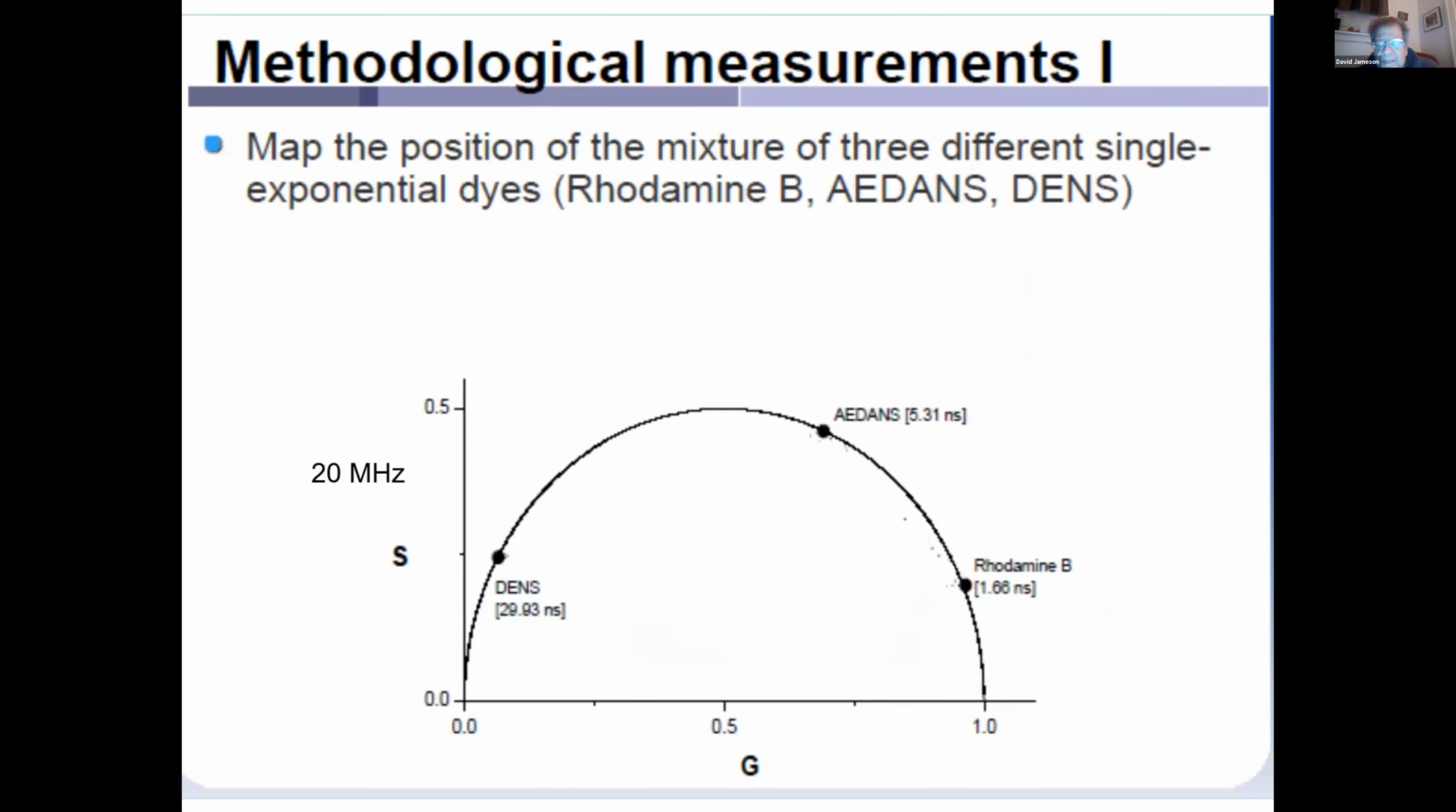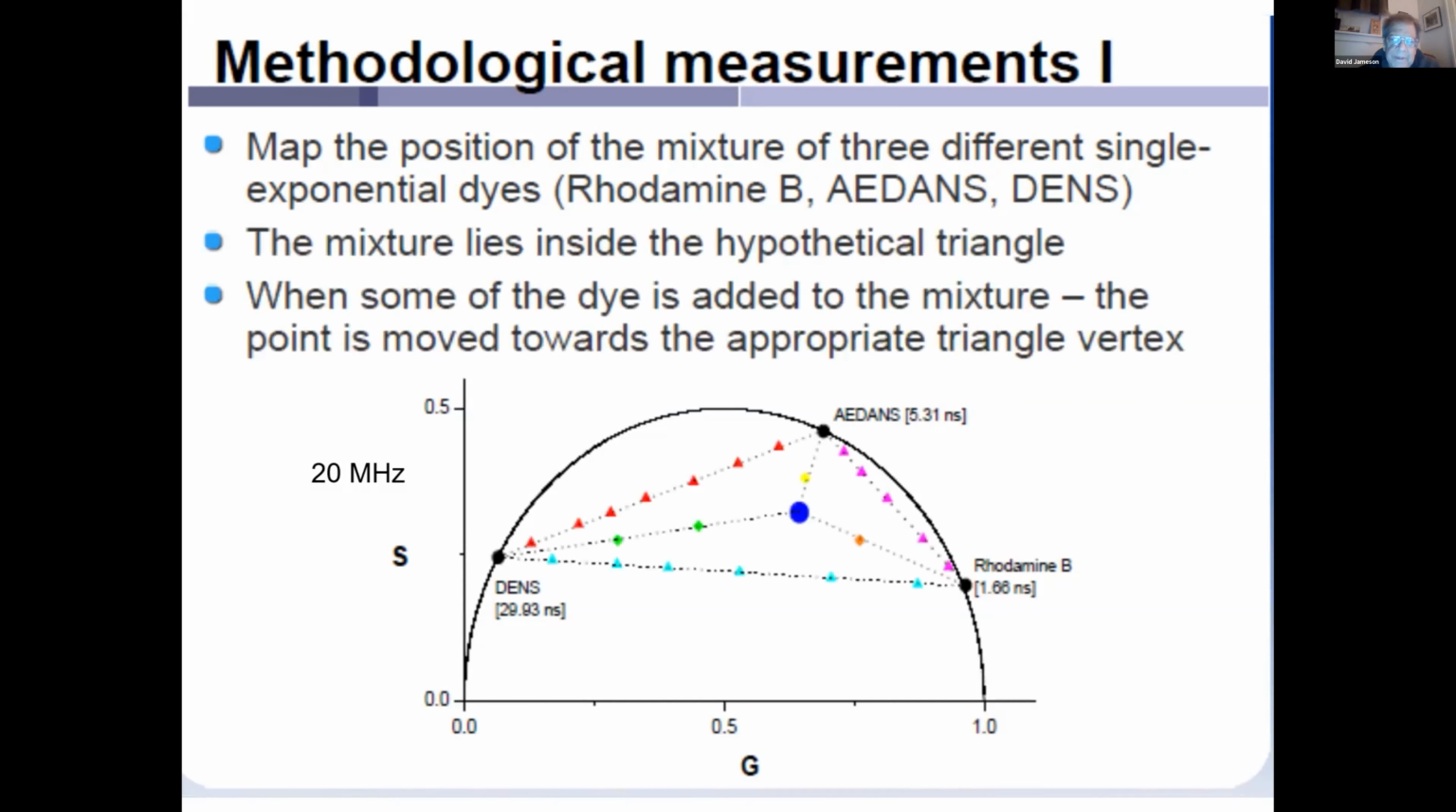Some of the things we did illustrate this very well. Here at 20 megahertz, we're looking at phasors from three single exponential dyes of different lifetimes: DENS, about 30 nanoseconds, IEDANS, 5.3, rhodamine, 1.66. And if you start mixing them, mixing two of them, you get these points along this line, or this line, or this line.